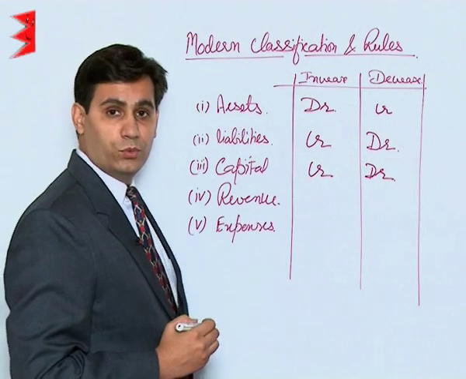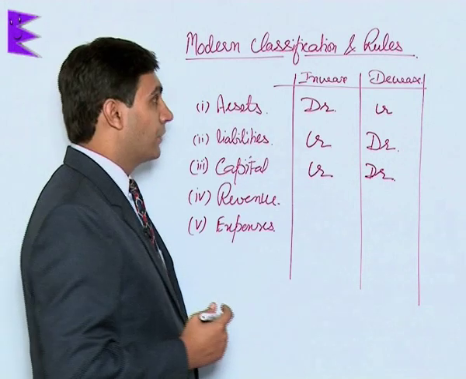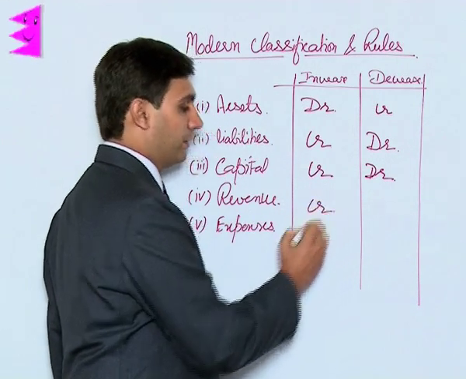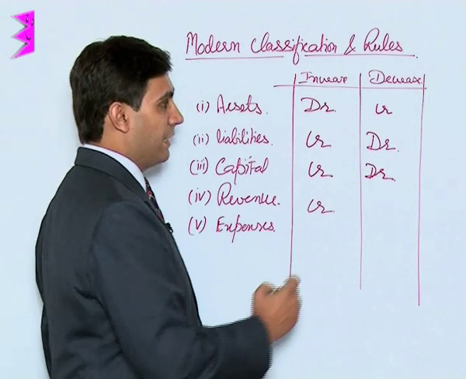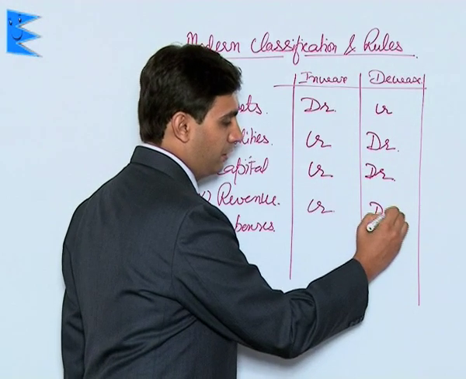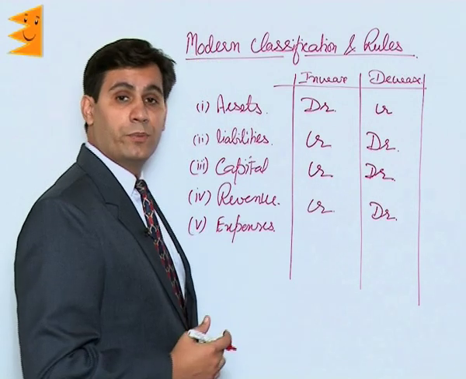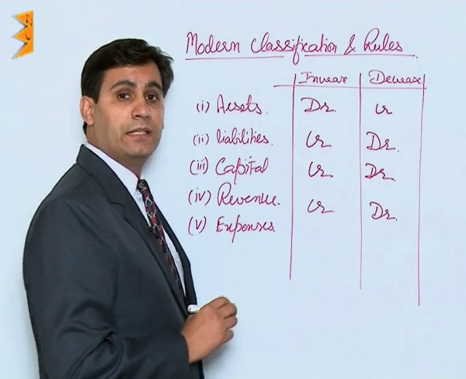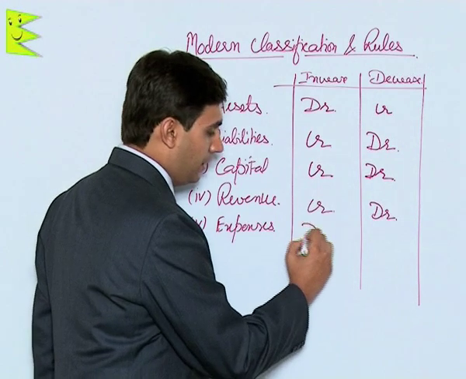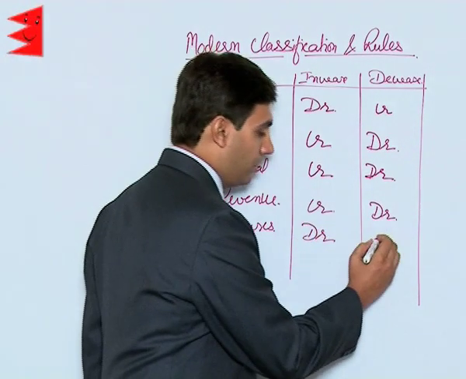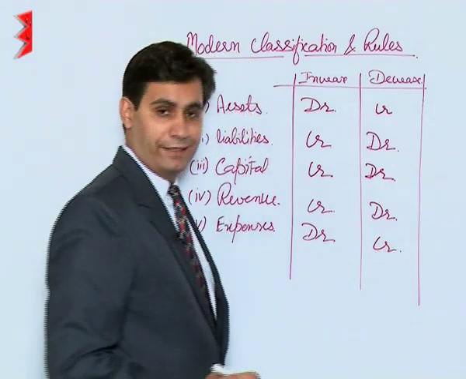Coming to revenues, these are incomes. Any increase in the revenue should be credited, whereas any decrease should be debited. And it is exactly the opposite for expenses. Any increase in the expense should be debited, whereas any decrease in this amount should be credited.